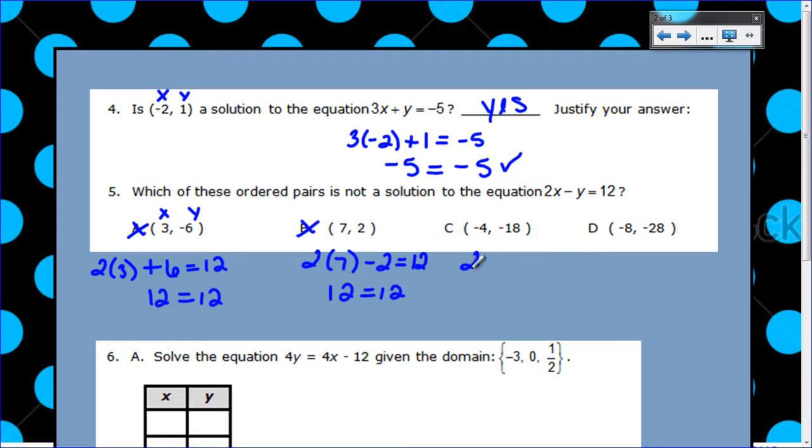So we'll check C. 2 times negative 4 minus a negative becomes plus 18, needs to equal 12. Well, negative 8 plus 18, that makes 10. And 10 does not equal 12, so this one is not a solution. We're going to check D just to be careful, because sometimes there's more than one right answer. Not on the STAR test, but here there might be. So I'm going to have 2 times negative 8 plus, because it's minus a negative 28, and it needs to equal 12. Well, 2 times negative 8 is negative 16.